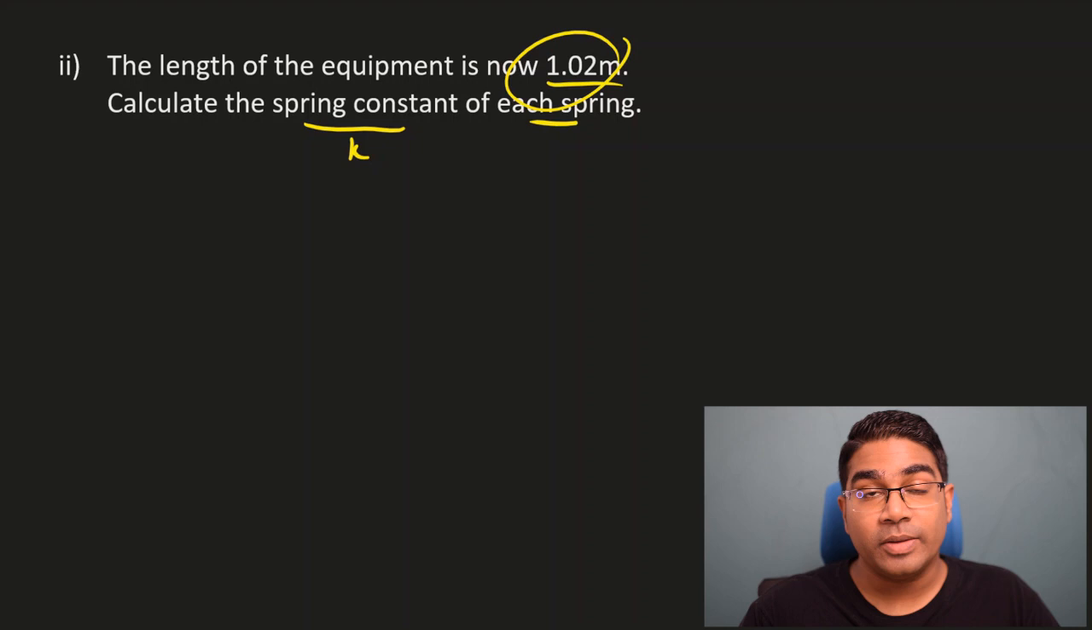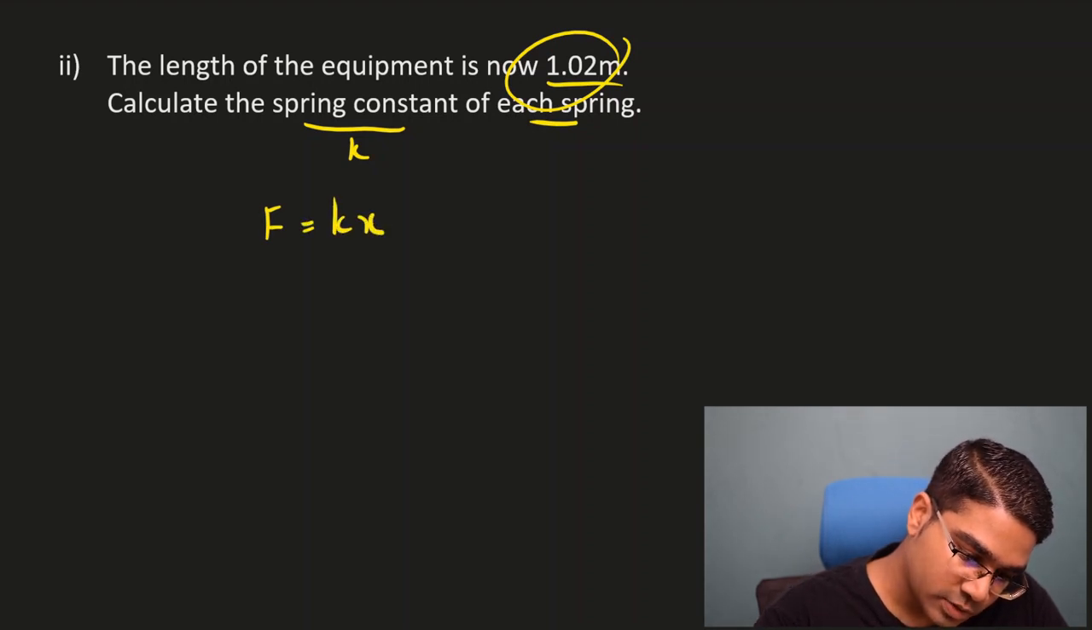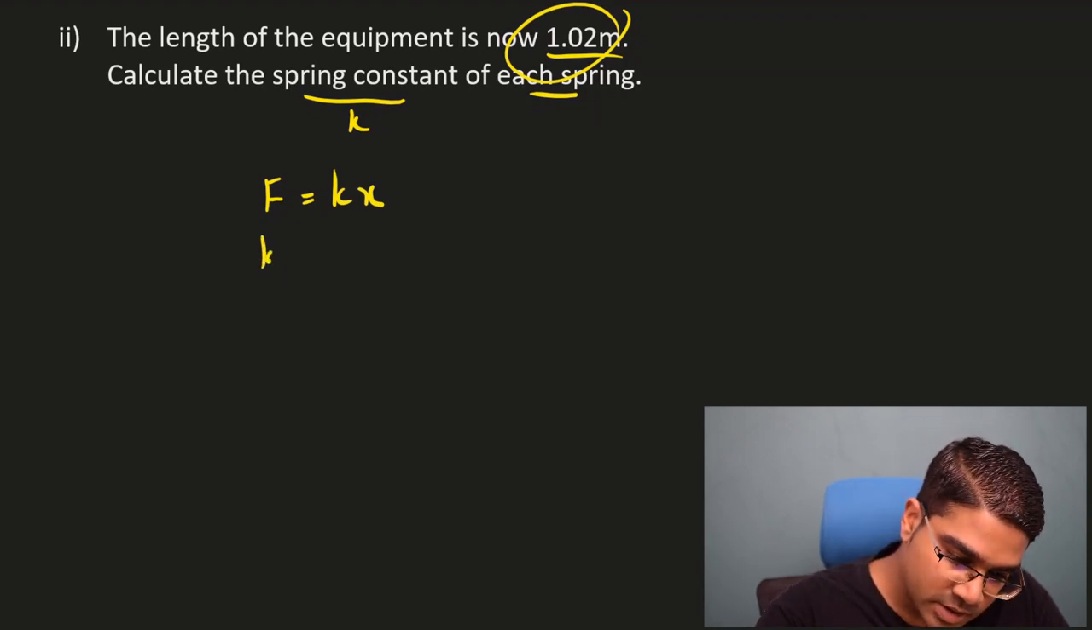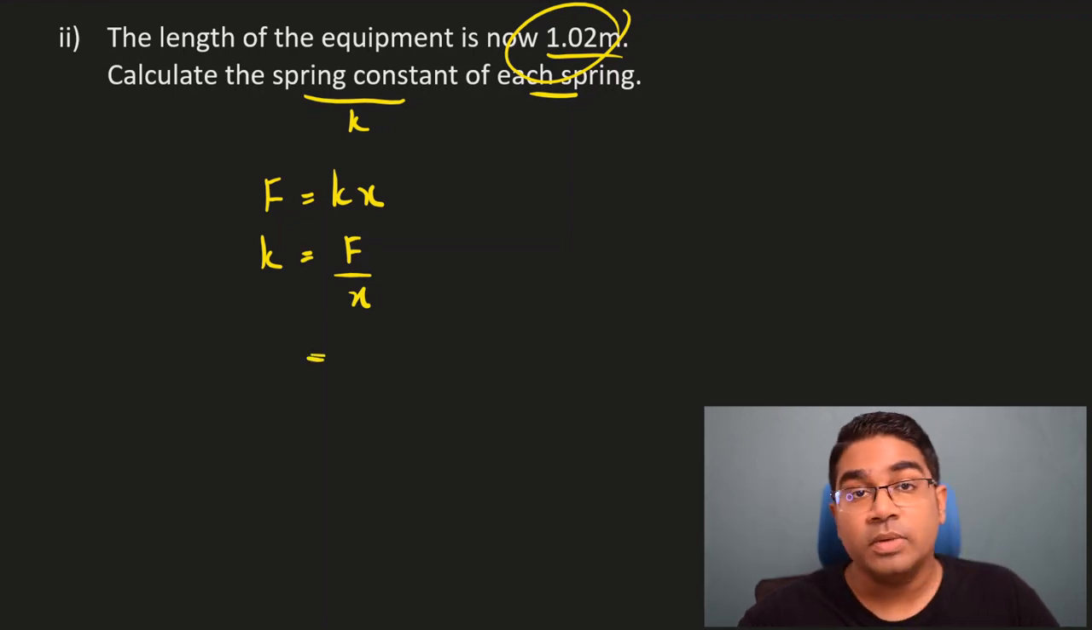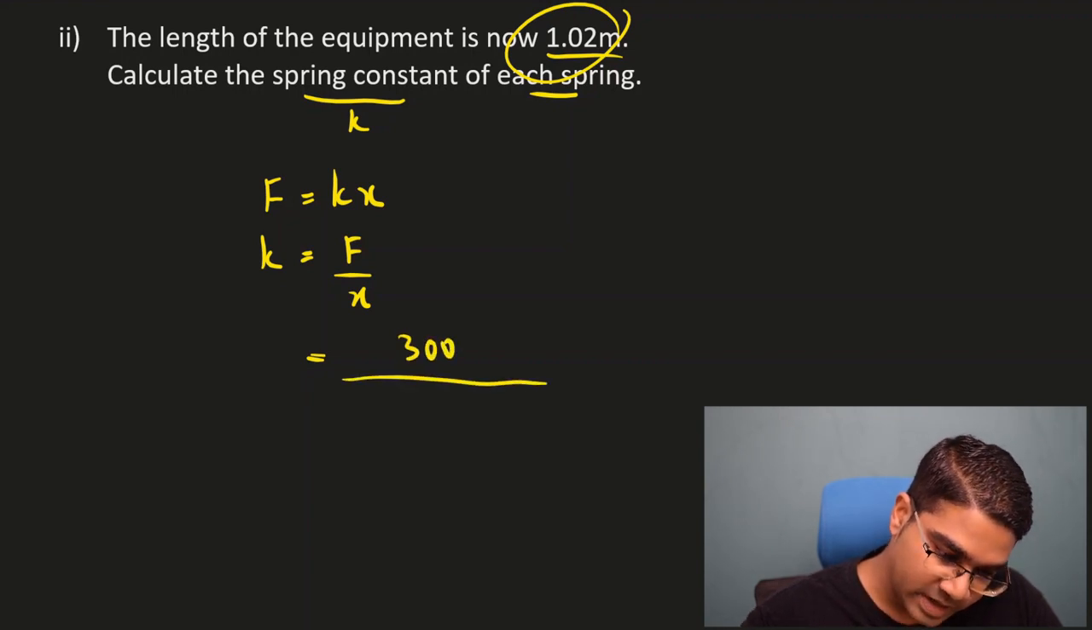So here of course we are dealing with springs and we are looking for the spring constant. Definitely we are going to use the formula F equals kx. This is from Hooke's law. So F equals kx. Rearranging k to be the subject of the equation, k equals F divided by x. Now the force acting on each spring we just calculated earlier to be 300 newtons. So this will be 300 divided by the extension.